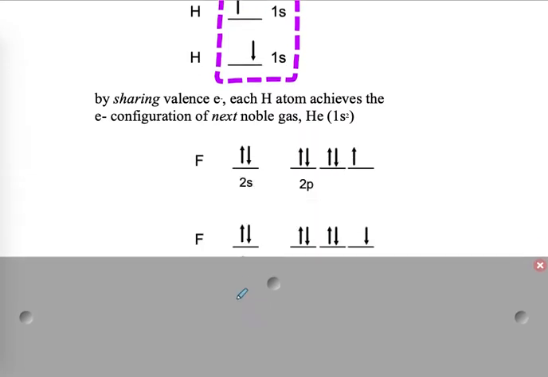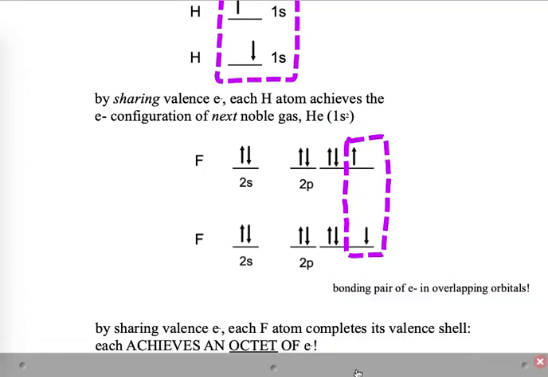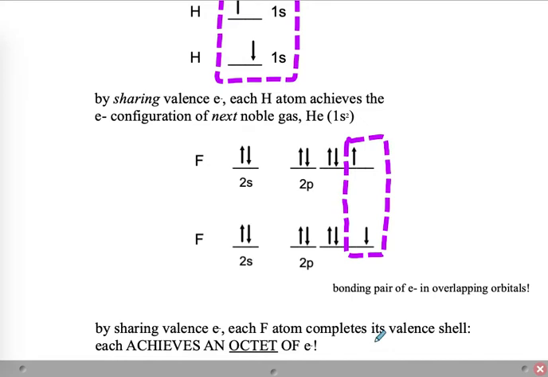What about fluorine? Here are two fluorine atoms. The valence electron configuration is 2s2, 2p5. Neither fluorine atom separately has a filled valence shell, but by overlapping two of the 2p orbitals and sharing a pair of electrons, now each fluorine atom completes its valence shell. It now feels as though it is surrounded by 8 electrons. It achieves what is called an octet of electrons, a term you may have heard of before.